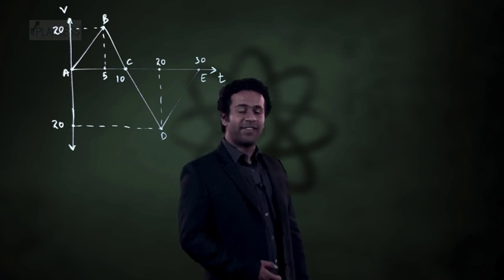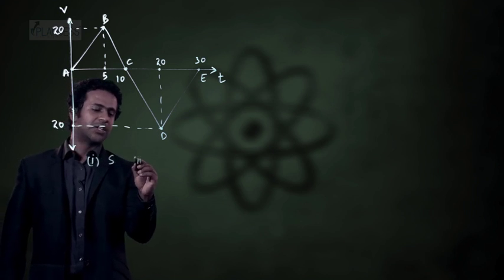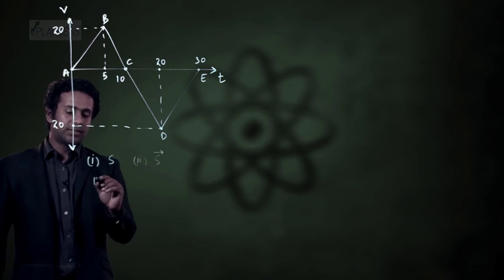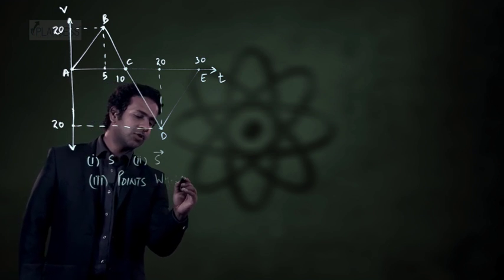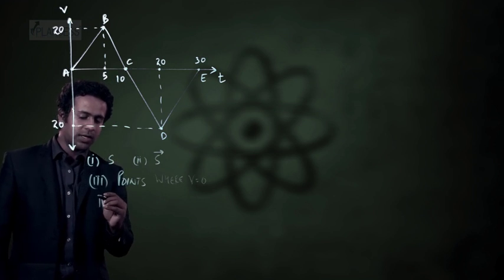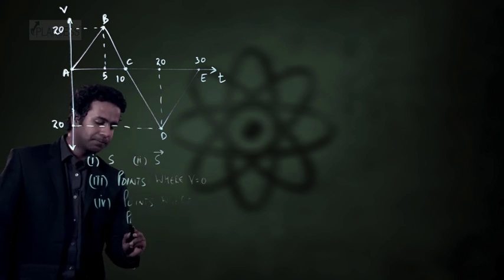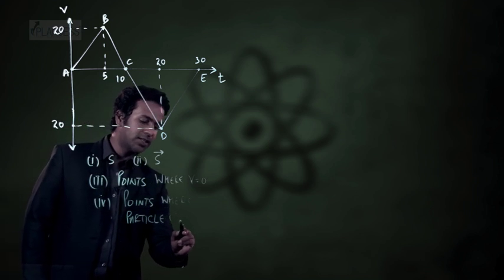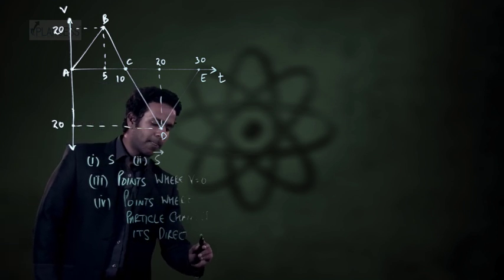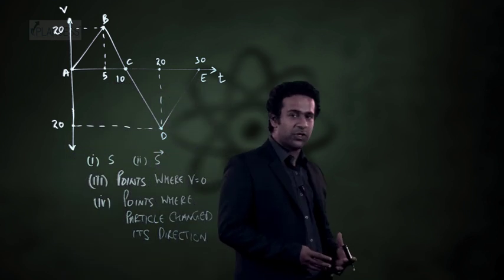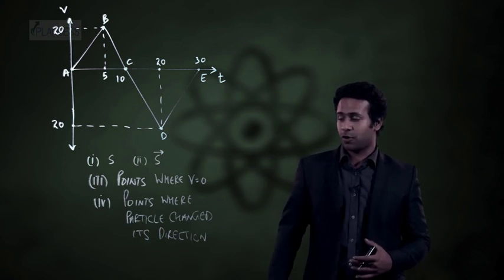So we are interested in finding the distance covered, the displacement, and third, the points where speed was zero, and fourth, the points where the particle changed its direction. Right. So we have to find distance, displacement, the points where the speed was zero, and also the points where the particle changed its direction of motion.